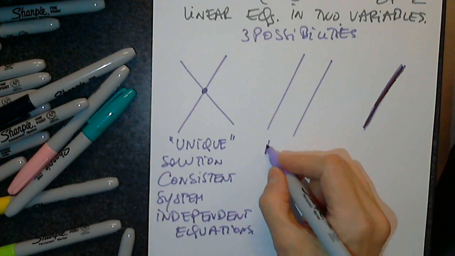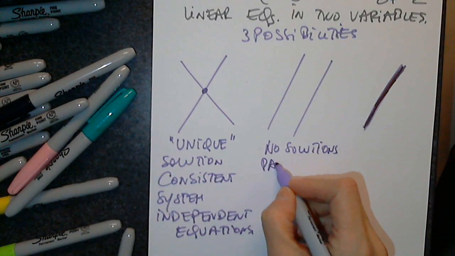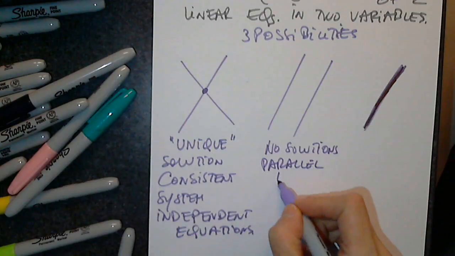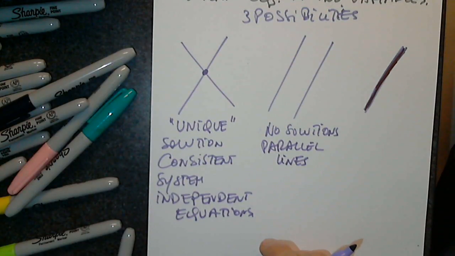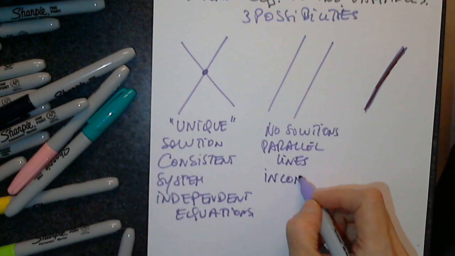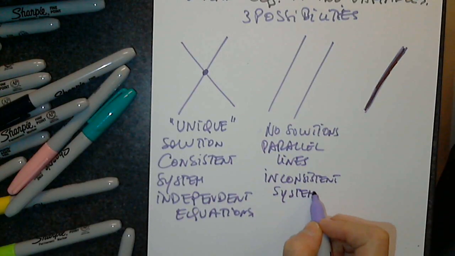How many solutions does the second option have? None. No solutions. Parallel lines. Will the system be consistent? No, inconsistent. Inconsistent system. And we do not have a name for equations here.